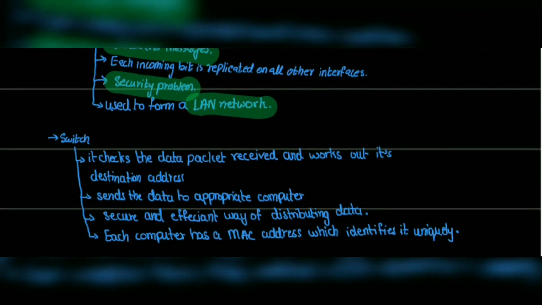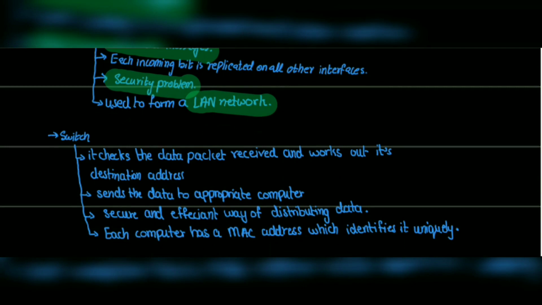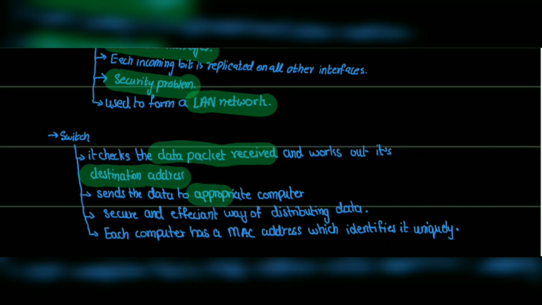Then what we have here is a switch. It is much smarter than a hub. It tries to check the data packets received. For example, if a computer is sending data, that data will be checked by the switch. It will see the data packet received and work out its destination address. Then it sends the data to the appropriate computer.